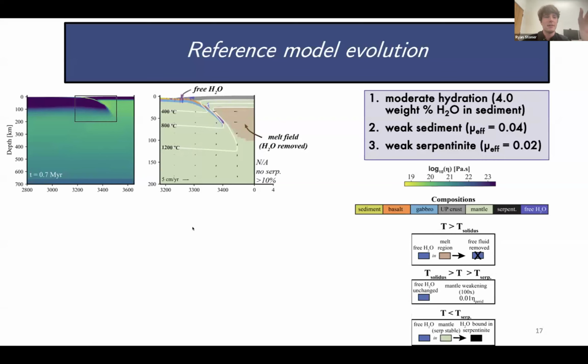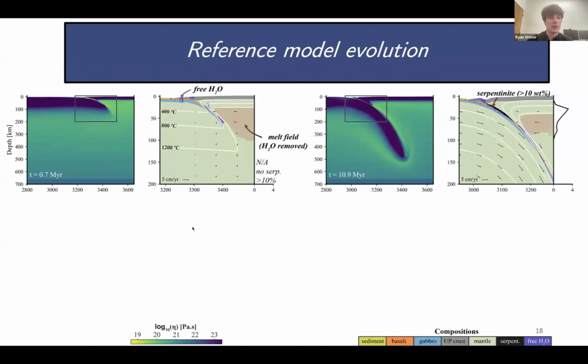So this is a snapshot of one of the first time steps in our models. We have viscosity on the left, and on the right a compositional field that's a bit zoomed in. You'll notice a couple of things happening on this compositional field that's focused on the plate interface. There's some free water getting released from the downgoing plate. And then we have a melt field just to show where water is getting removed. As we progress forward, you'll notice this black band of serpentinite that forms.